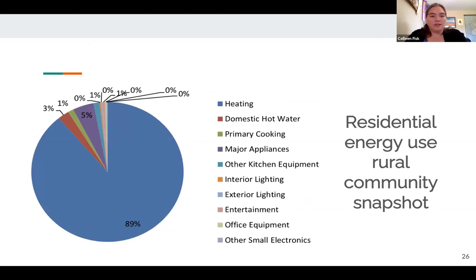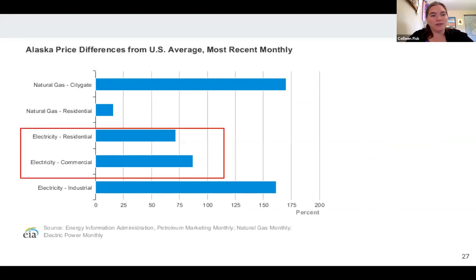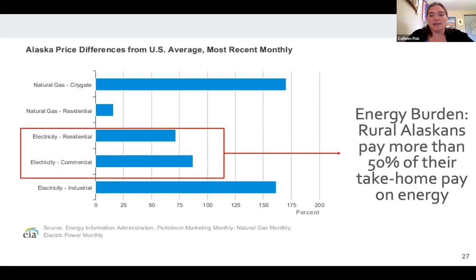Again, just focused on rural energy, that heating piece can be so big, not just by region, which was the previous one, but looking at really rural communities. And the price, hopefully you're getting a theme here, right? It's the people who can afford it the least who have to pay the most for their energy. You think about your electricity, and rural Alaskans pay more than 50% of their take-home pay on energy. That's a really big, important energy burden. You think about that percentage of your take-home pay, what you have to pay towards those bills.